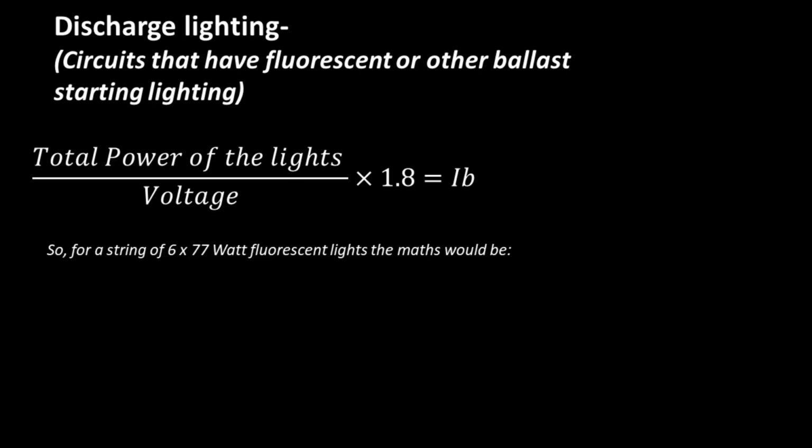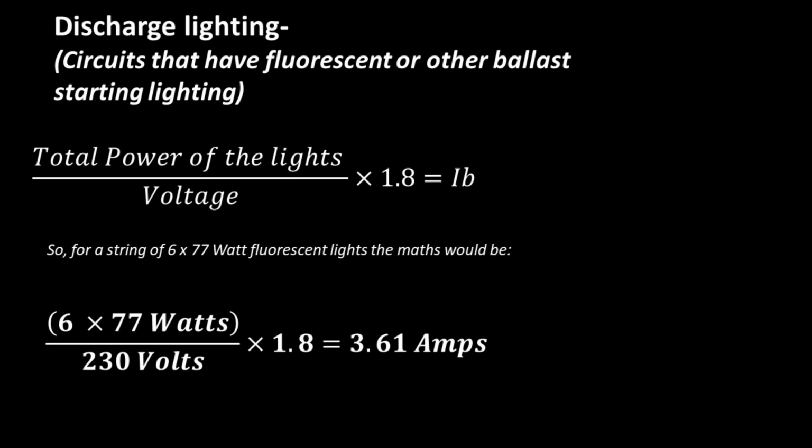So we add up the total power of the lights, times it by the 1.8 factor. It's not a power factor, it's a factor. Divided by the voltage, and that'll give us our design current. For example, if we have 6 77 watt lights, the maths would be 6 times 77 times the 1.8, divided by the voltage, and that'll give us our design current. So we'd have a design current of 3.61 amps.